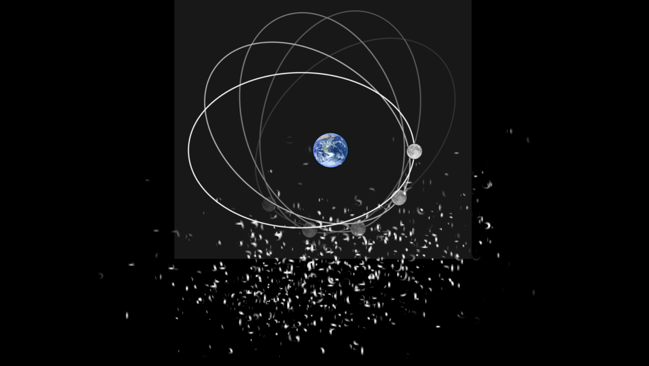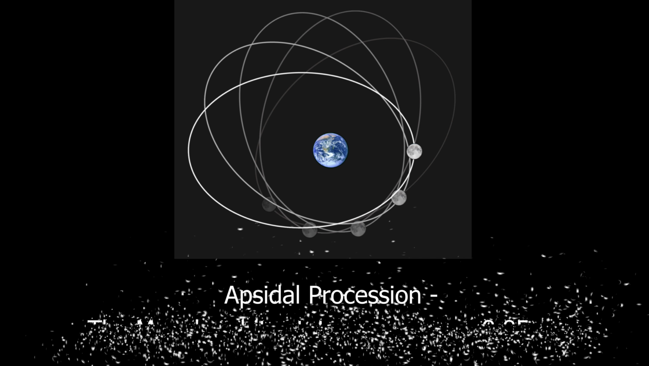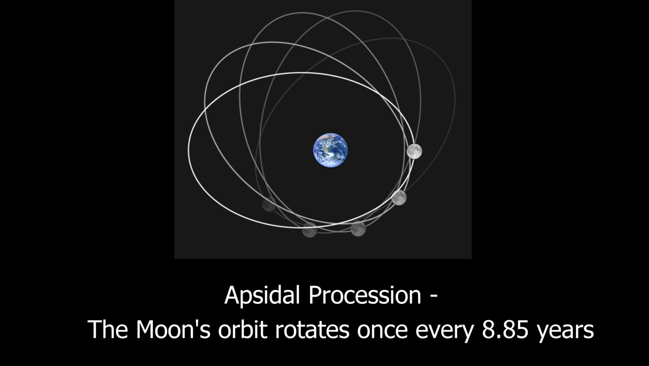The Moon's orbit rotates once every 8.85 years. The orientation of the orbit is not fixed in space but rotates over time. This orbital precession is also called the apsidal precession and is the rotation of the Moon's orbit within the orbital plane. It makes one complete revolution every 8.85 Earth years.